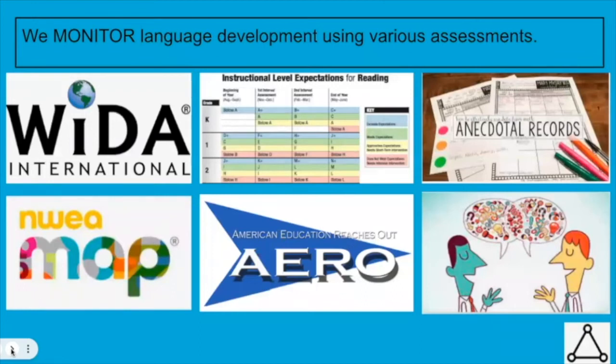For example, we use WIDA to measure ELL students' reading, writing, listening, and speaking skills.